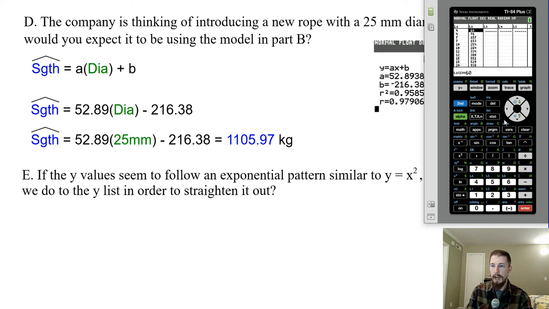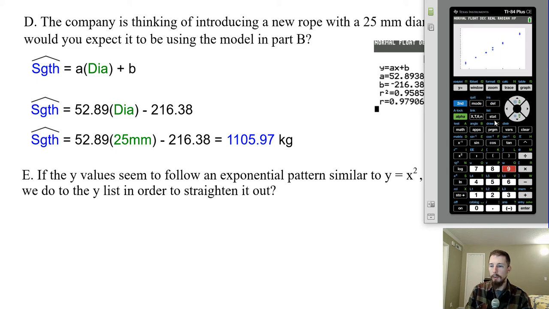I'm going to go into Stat and then hit Edit. For list 3, I'm going to define this as the square root, which is second, x squared, of list 2, and then hit enter. Then I'm going to graph a scatter plot, this time using list 1 and list 3. I'll hit Zoom 9, and we see that it's actually much straighter.